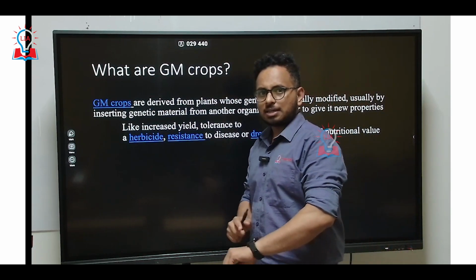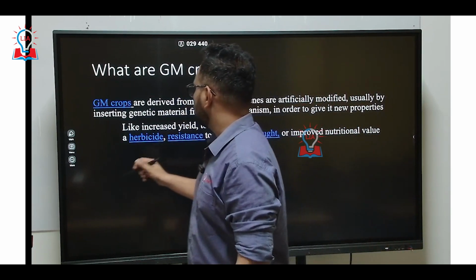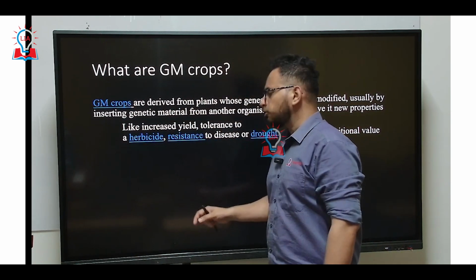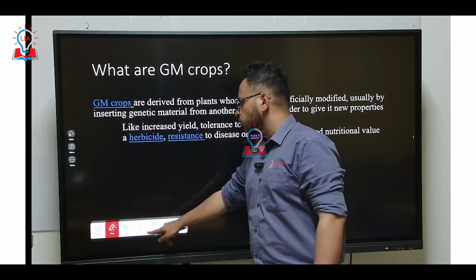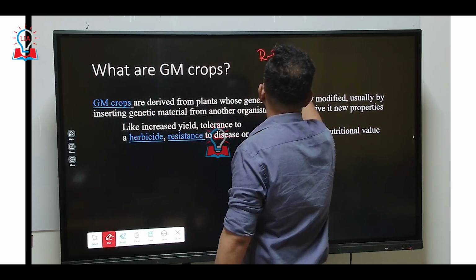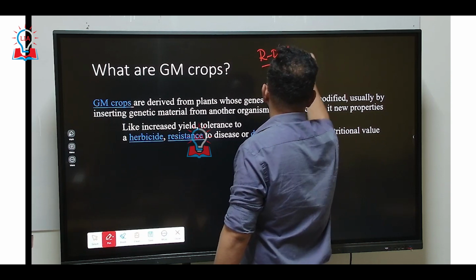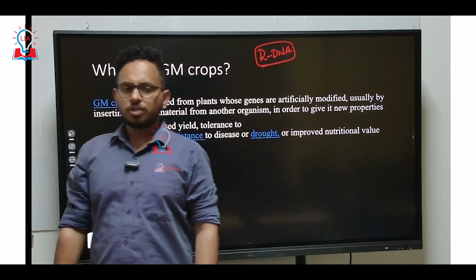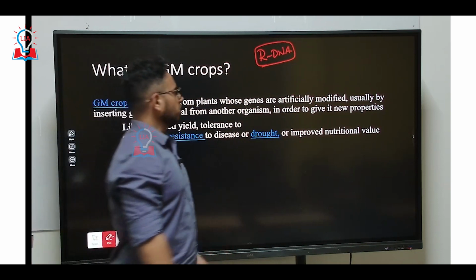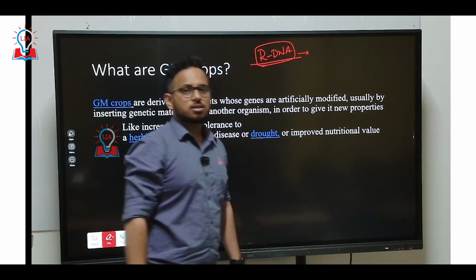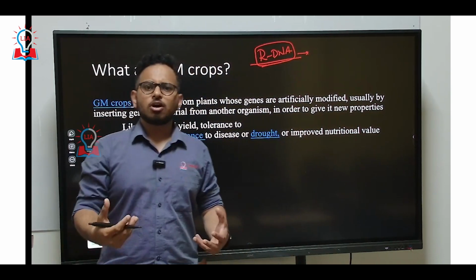Okay, now let's understand what these genetically modified crops are. Clear? See, with respect to biology, one important thing that you would have already heard about is something called recombinant DNA technology, which was started in the year 1973 by a person called Paul Berg. Paul Berg in 1973 demonstrated the first recombinant DNA. See, what is this recombinant DNA?